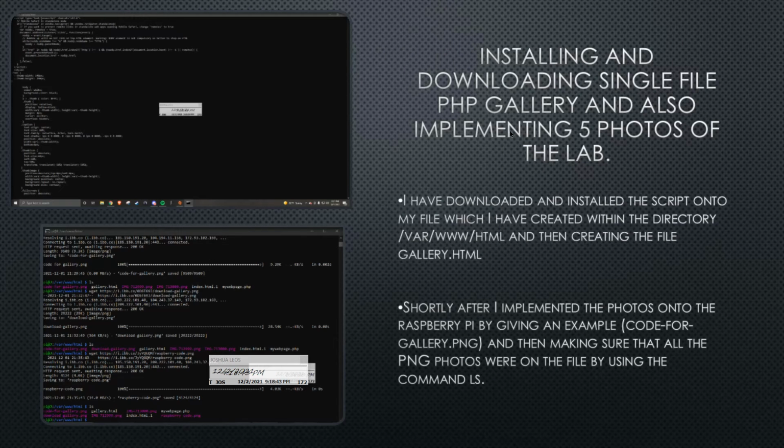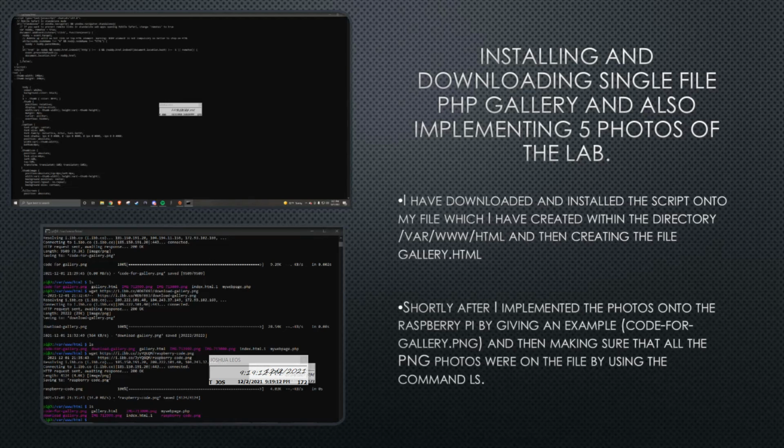Next, we're going to be installing and downloading single file PHP gallery and also implementing 5 photos of the lab. The 5 photos of the lab are going to show you proof that the photos are being received into the web server that you created, and also that the single file PHP gallery script is working. So what we're going to do first is make sure that you're in the directory that you made, and we're going to be creating the file gallery.html.